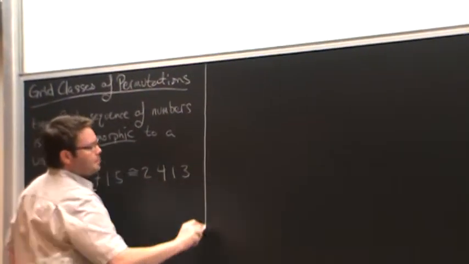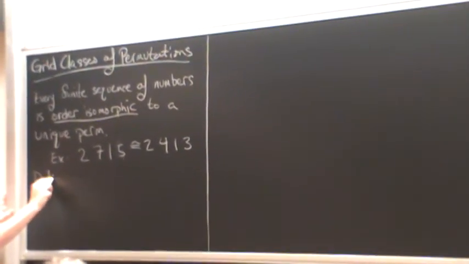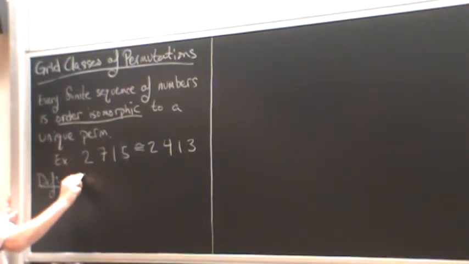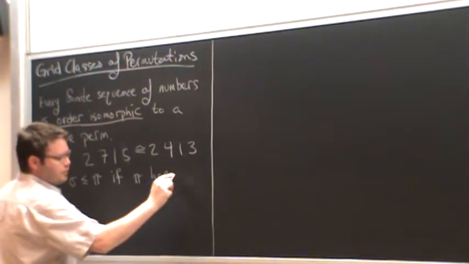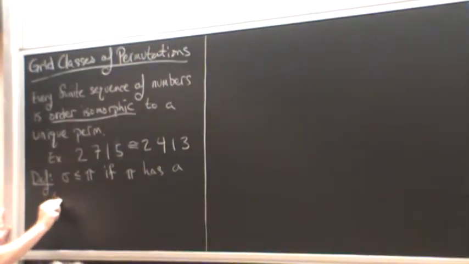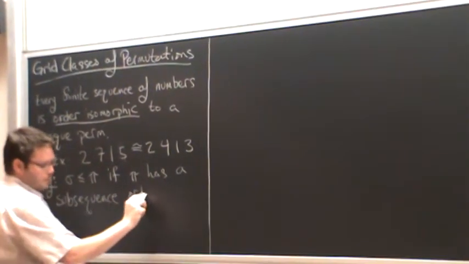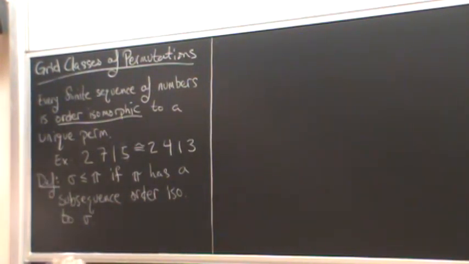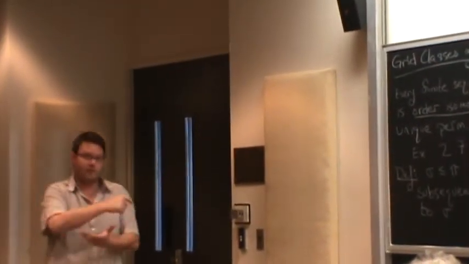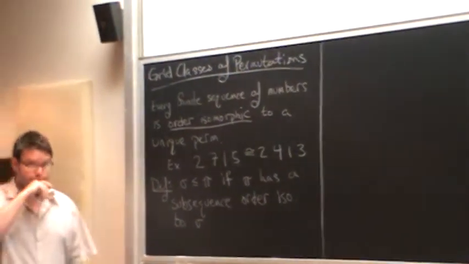And our order, so this is our fundamental order for the talk, is that sigma is contained in pi if pi has a subsequence order isomorphic to sigma. Essentially we just take the bigger permutation, chop out a few entries, find the permutation that's order isomorphic to that, and that's a permutation contained in the big permutation.